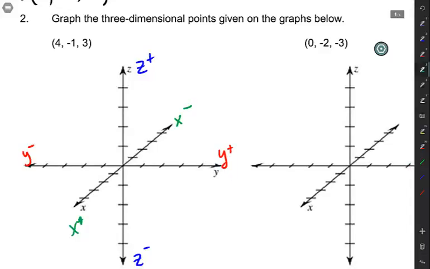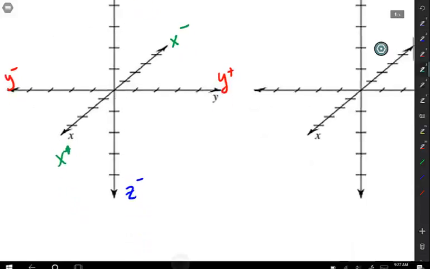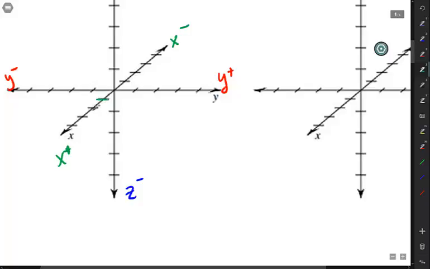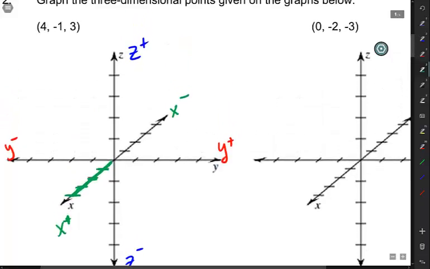Someone hasn't kind of jumped in yet. Lydia, go ahead. It's 4 down. So I come on the x-axis, so I come 4 towards me. So I'm going to tick off 4 hash marks here. 1, 2, 3, 4, and I'm going to draw that line. Okay. So I'm 4 forward.